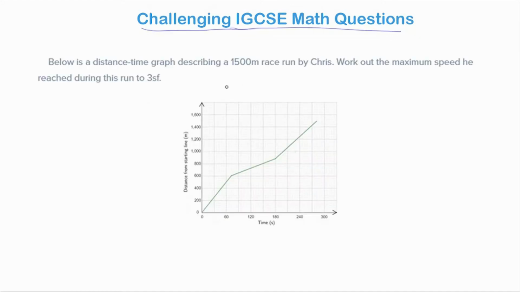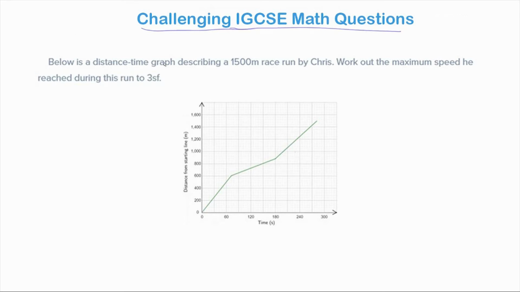Today I'll be solving some challenging IGCSE math questions. So if you want, you can bring a pen and paper and try to solve them yourself. First I'll start with some questions about the previous topic, which was graphs in practical situations, and then I'll start with the challenging questions. So let's start with this.